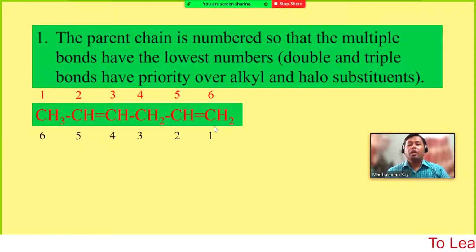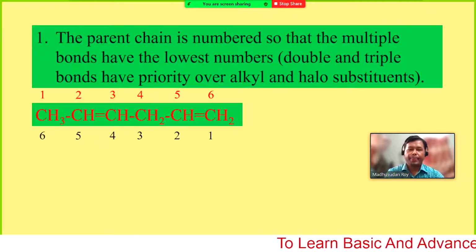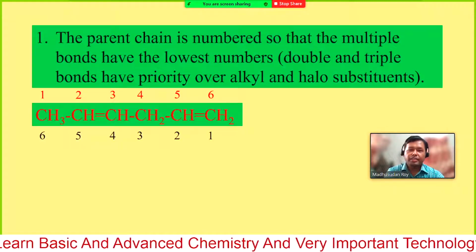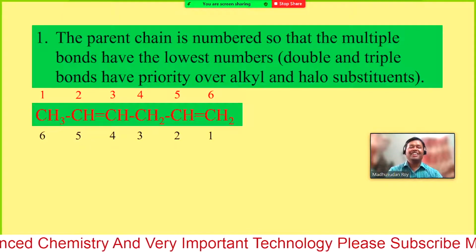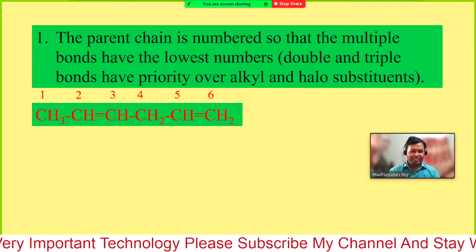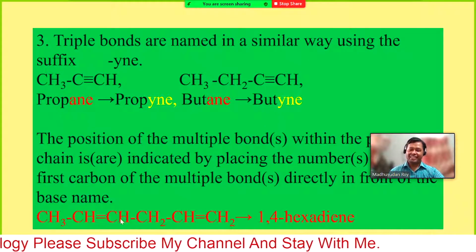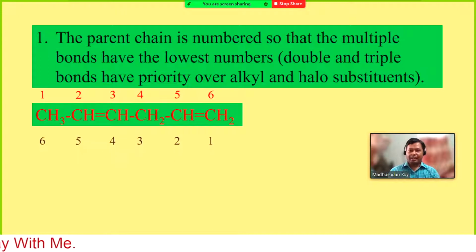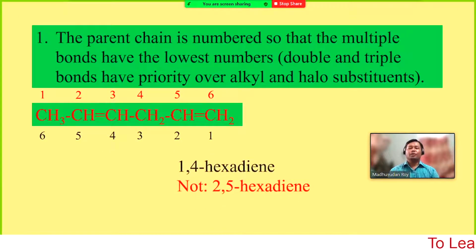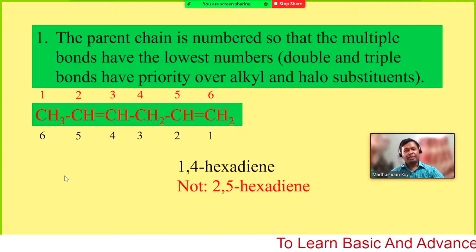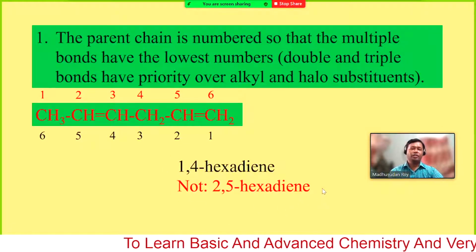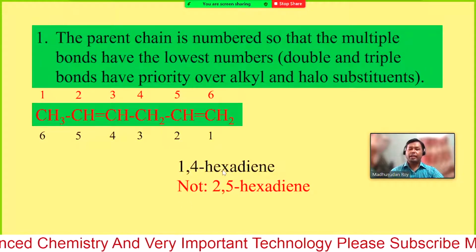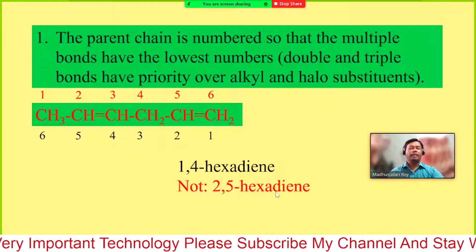Let's ask another question. What can be the name of this compound? 1,4-hexadiene. Exactly the same as the previous slide I showed. Here I didn't show the numbering, so I have just added it here to show how we should number. So we get 1,4-hexadiene. We also can name it the other way, but that is not correct, so we should not follow the red marking or that name. We should write 1,4-hexadiene, not 2,5-hexadiene.